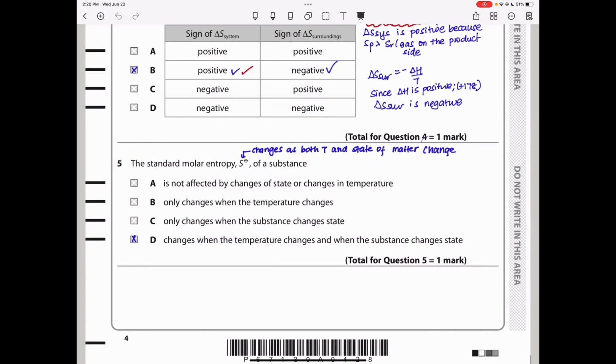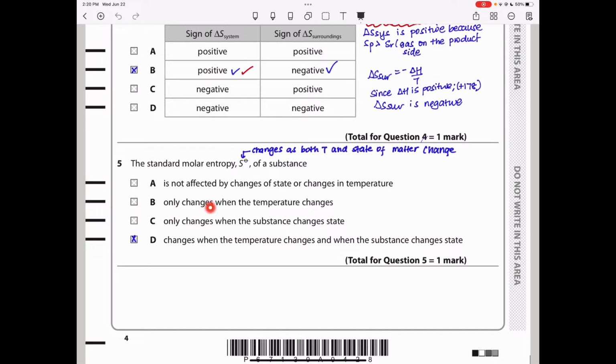Let's go to question 5. They say the standard molar entropy, this is the standard molar entropy of a substance. So they want us to select which statement satisfies this. They say it's not affected by changes in state or changes in temperature. No, it will be affected. It's going to be affected by, of course, the change in temperature as well as the change in state.